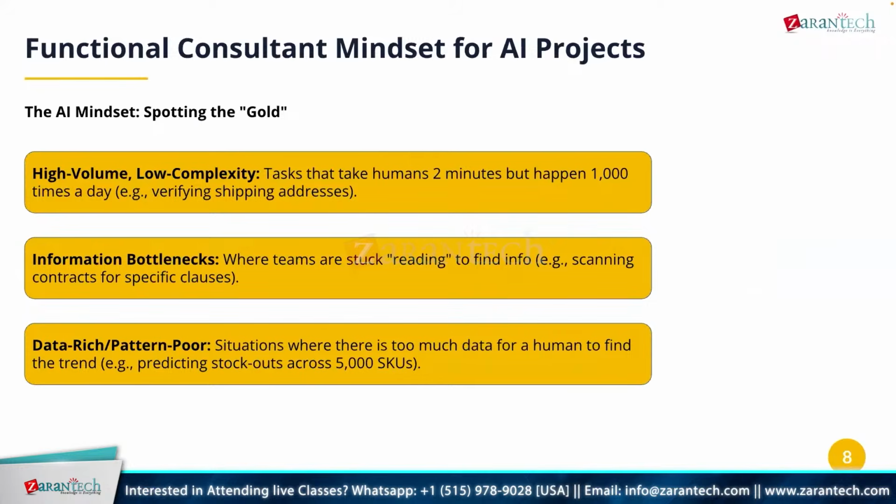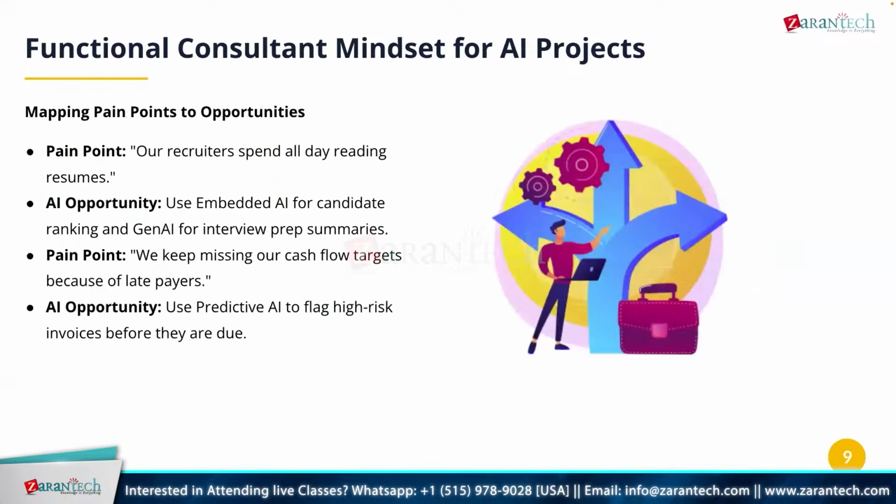It should be more of high volume, low complexity kind of thing. Information bottlenecks, data-rich but pattern-poor processes or something. So you have to count on that. And mapping pain points to these opportunities is one such thing you have to understand. It's an AI opportunity that I just told you about, how you have to map that pain point, where the real value add that you can bring is what you have to primarily look for.